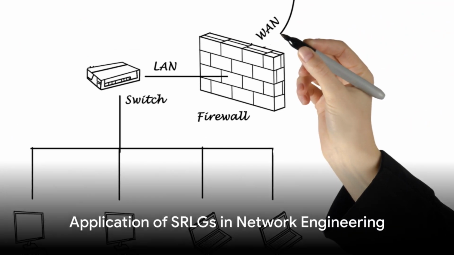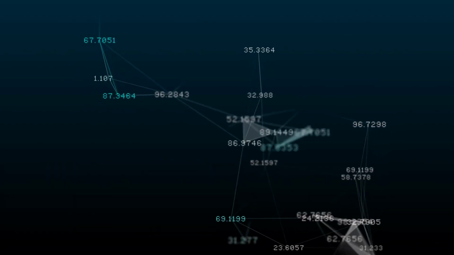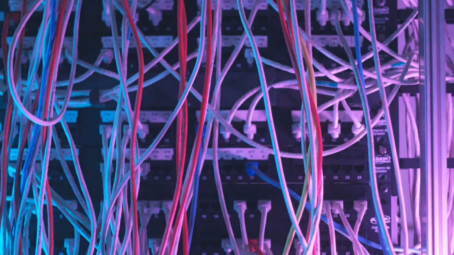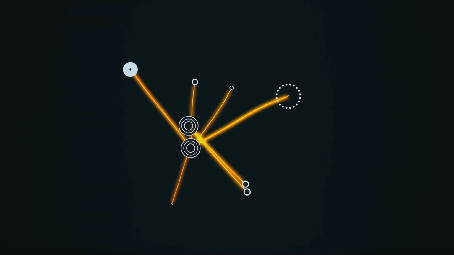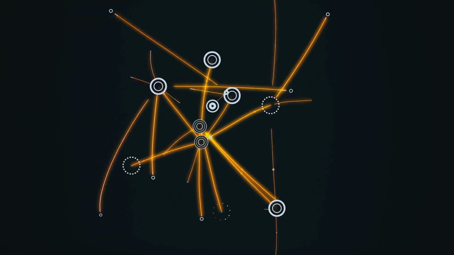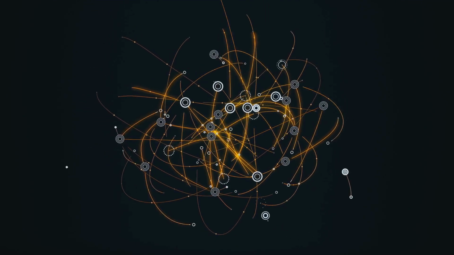Now let's apply this to network engineering. Consider a primary data route from one router to another. If that primary route fails, the data is rerouted through a backup path. However, if the primary route and part of the backup path share a common risk, such as being susceptible to the same physical damage, they form an SRLG.